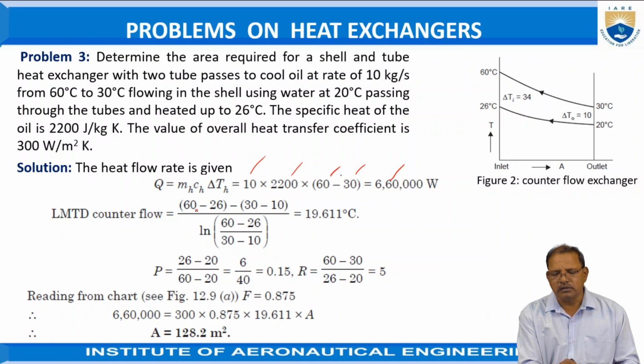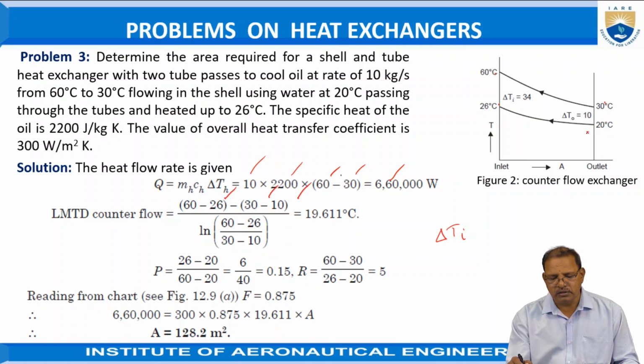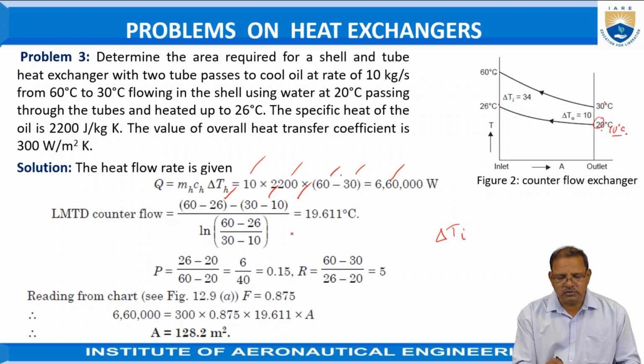The LMTD for the counterflow direction is now given. ΔT at the inlet is 60 minus 26, and at the outlet 30 minus 20, sorry, here 20, so it is 10 degrees. On substituting these values, we got 19.611 degrees centigrade.